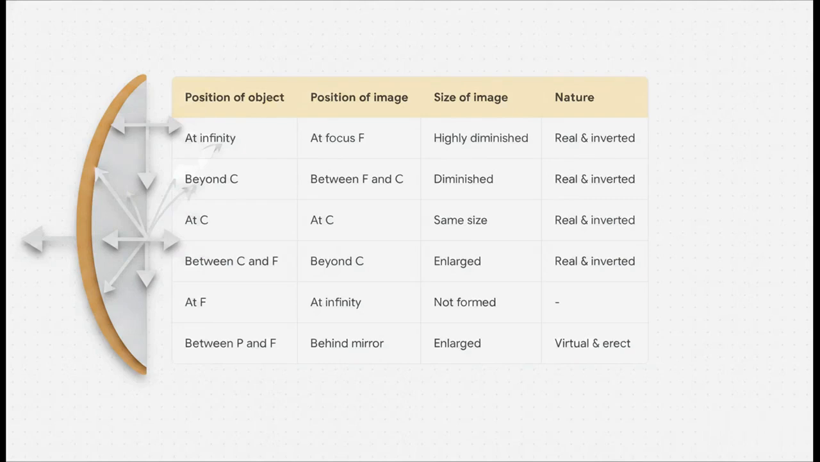All right, this is your ultimate cheat sheet for concave mirrors right here. And I want you to notice the pattern. As you move an object from really far away closer and closer to the mirror, the image starts off tiny, real, and upside down. But once you cross that focal point and get super close to the glass, the image suddenly flips. It becomes virtual, right side up, and highly magnified.